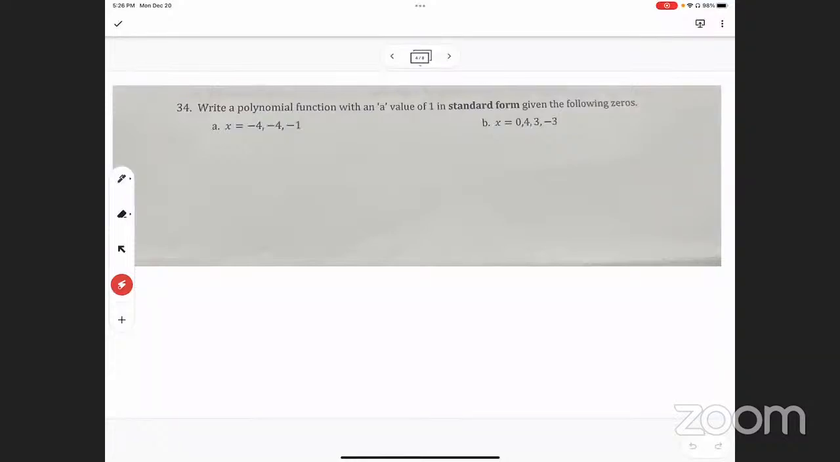Number 34 says write a polynomial function in standard form with an a value of 1. That standard form is this: y equals ax squared plus bx plus c. They're telling you to make this 1. That's what they're saying right here. Oh, my bad. I sent the wrong picture. It said factored form. I didn't know that he changed it until I looked at the other sheet and he said to make it factored form. Okay, well, either way, we're going to start with factored form. I'll do both.